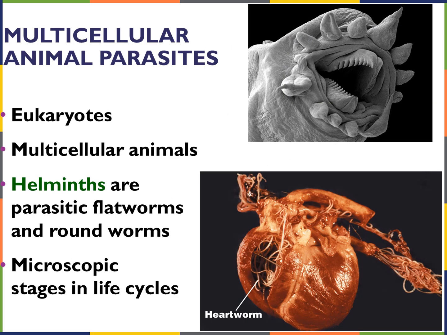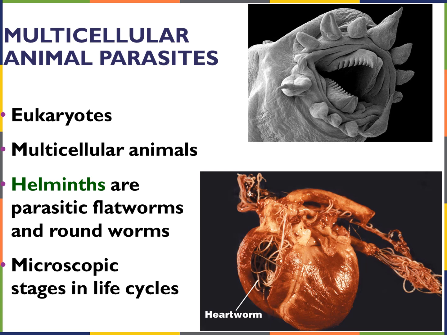Moving on to this group, these are the multicellular animal parasites. Okay. They are eukaryotes. Therefore, they do have a nucleus as well as traditional organelles. They are multicellular, so they can get very, very large. I'm talking some of these can easily be 30 feet in length. Okay. So within this category are the helminths, the term in green. Helminth means parasitic worm. Not all worms are parasites, though. Therefore, not all worms are said to be helminths.